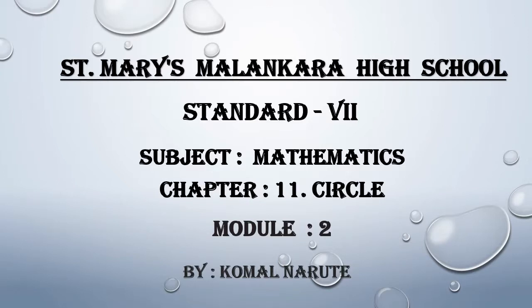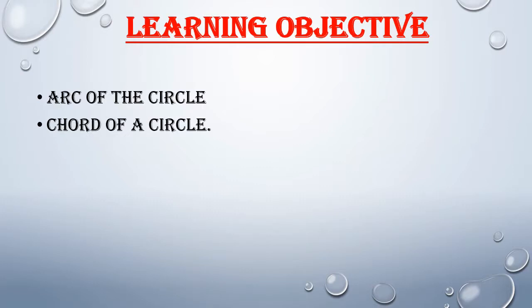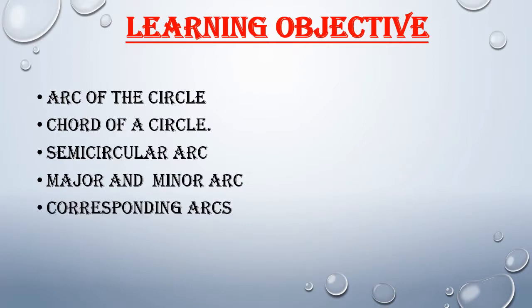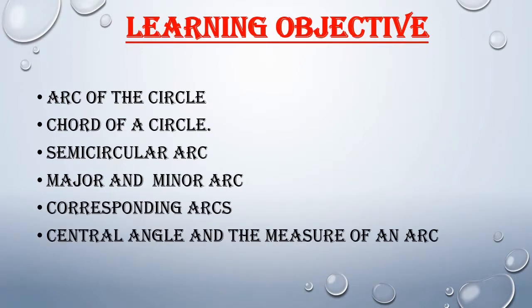Welcome back, dear students, to the second module of Standard 7, subject Mathematics, Chapter 11, Circle. Let's see the learning objectives of this module. First is arc of the circle, then chord of a circle, semicircular arc, major and minor arc, corresponding arcs, and central angle and the measure of an arc.